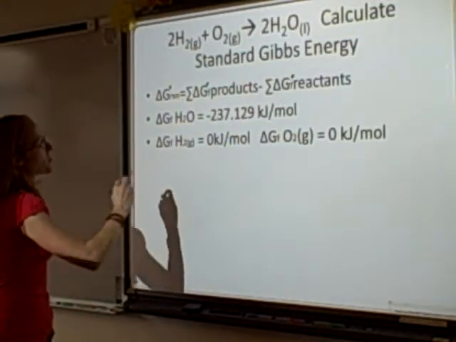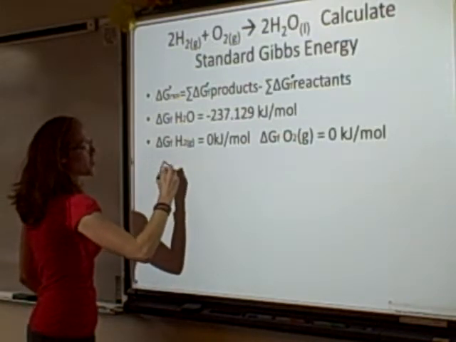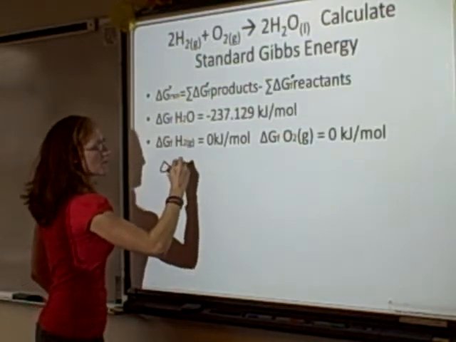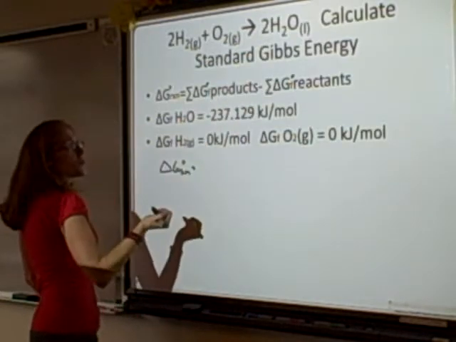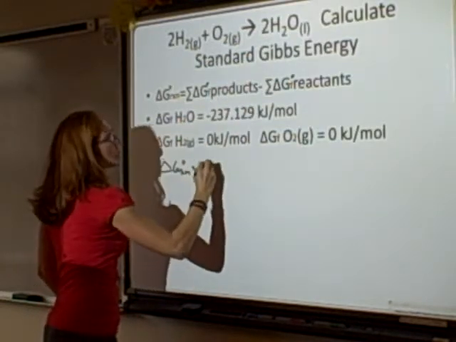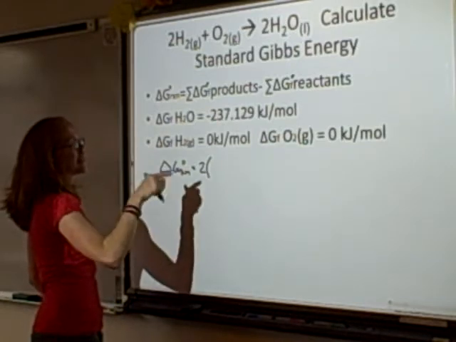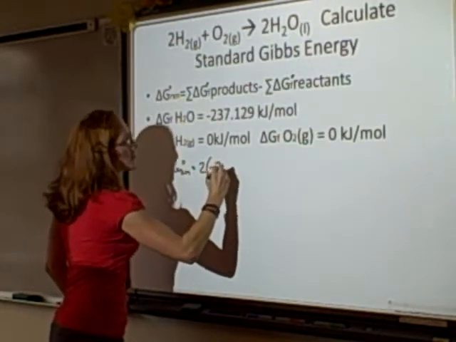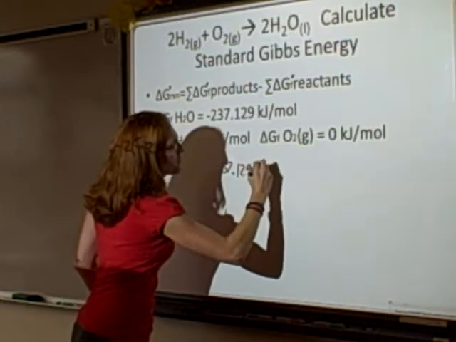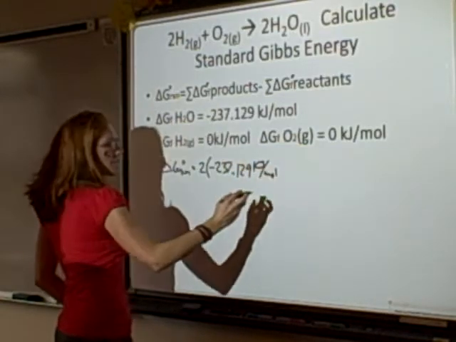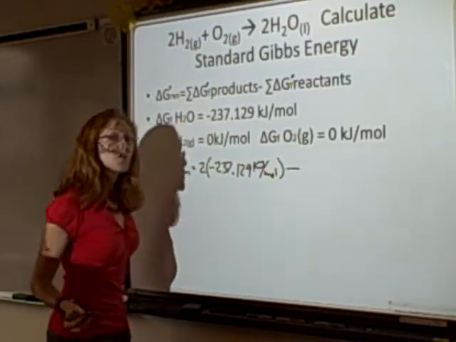So what I'm doing is, for the change of Gibbs of reaction under standard conditions, I can see the Gibbs of formation of the 2 moles of water is going to be 2 times negative 237.129 kilojoules per mole. And from that, I would be subtracting the Gibbs of the reactants.